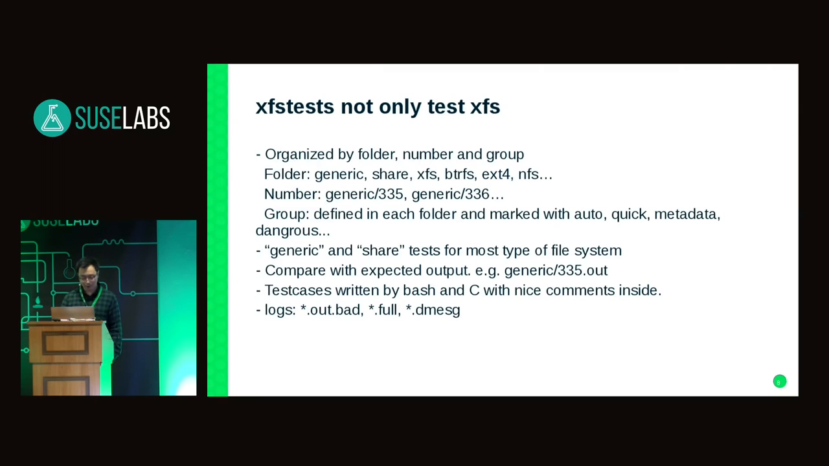It's designed to compare the expected output with the real one. So it's easy to use for the QA department, and the tests run in Bash and C, with very nice comments inside, so it's very easy to know what is being tested. It produces some kinds of logs like out.bad, full, and the message. The first two are about the process of the real run, and the message is the message during the test run.